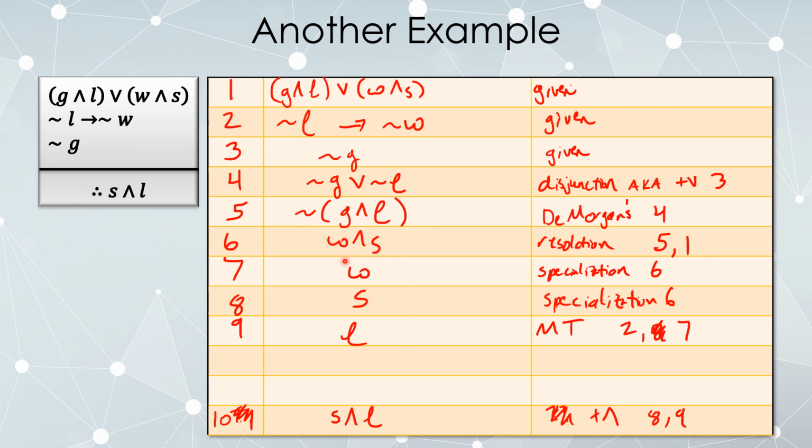Now the other thing we get out is W, which could combine with the given we hadn't used yet through modus tollens to give us our missing L. Now we have S and L together, so by conjunction we're done. Okay, so this is a nice example of a two-column proof. We will do many more examples to get further practice.